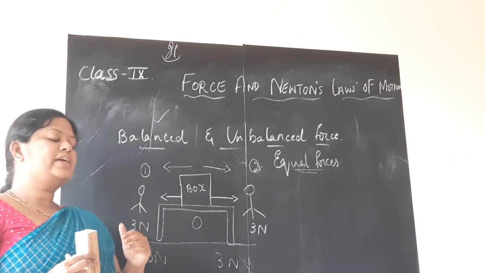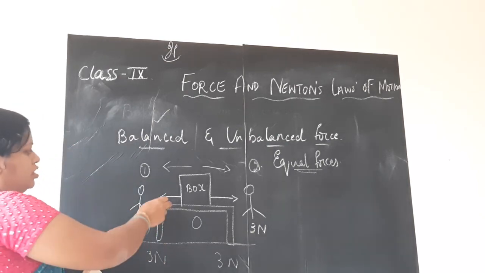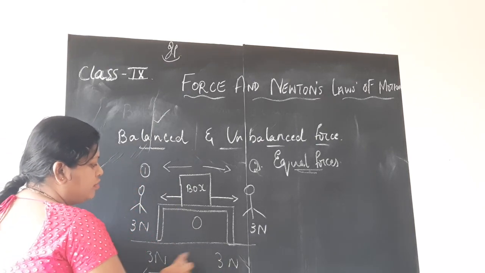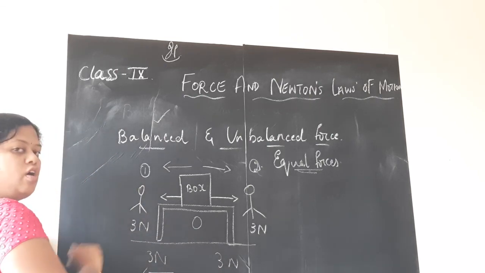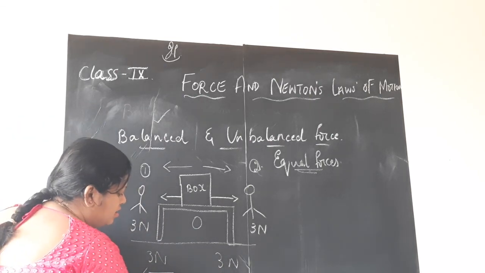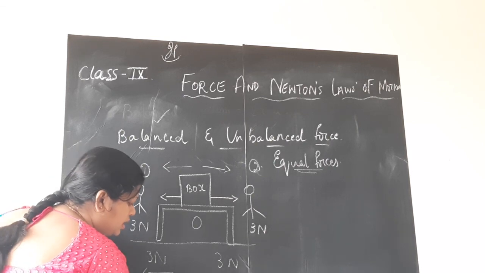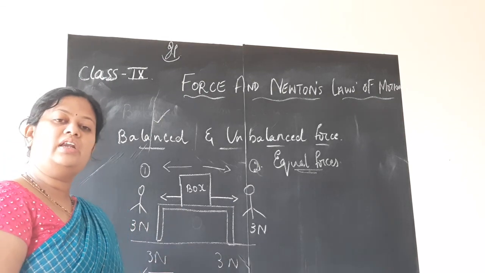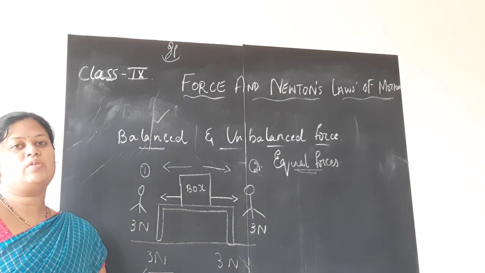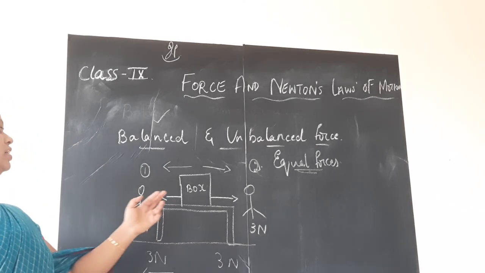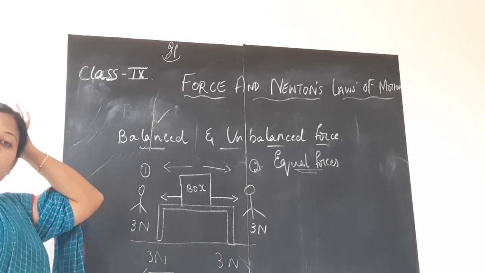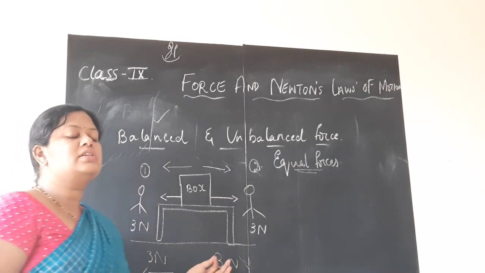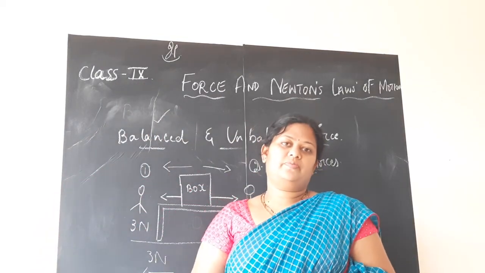No, children. What actually is happening here is, see, 3 Newton towards this side and 3 Newton towards this side, which means the forces are acting in opposite directions, like plus 3 minus 3. So, what is plus 3 minus 3? 0. Hence, the force is getting nullified. What do you mean by nullified? It is becoming 0. That is what is happening here. Hence, the box remains in the state of rest. It is stationary, children. So, this type of force is called balanced force.